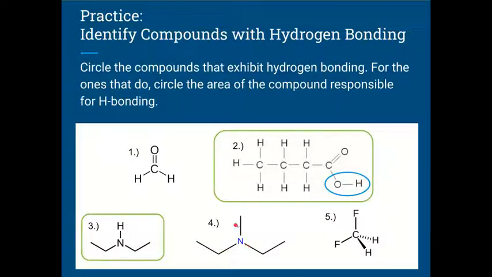All right, now let's take a look at number 4. Does this one have hydrogen bonding? No, because even though we have nitrogens and hydrogens in this compound, the nitrogens and the hydrogens are not covalently bound to each other. This nitrogen is bound to 3 carbon atoms, and then it has 1 lone pair. So it is not covalently bound directly to a hydrogen, so there's no hydrogen bonding here.